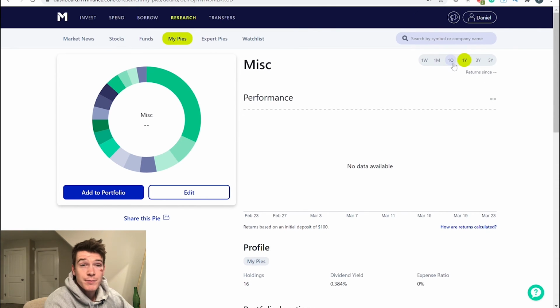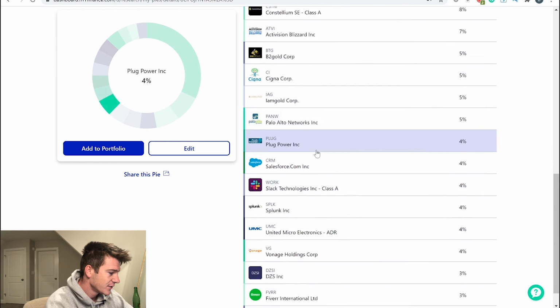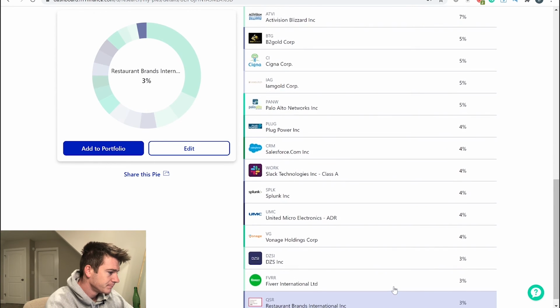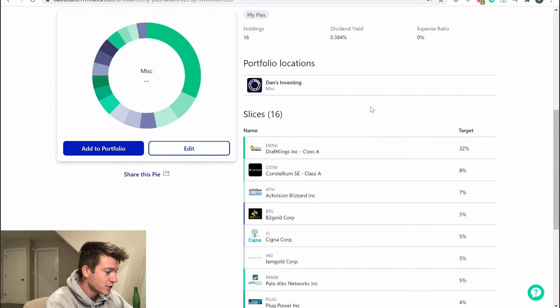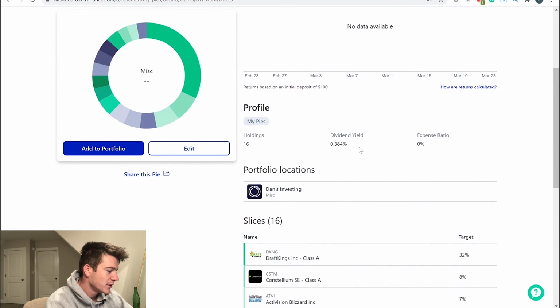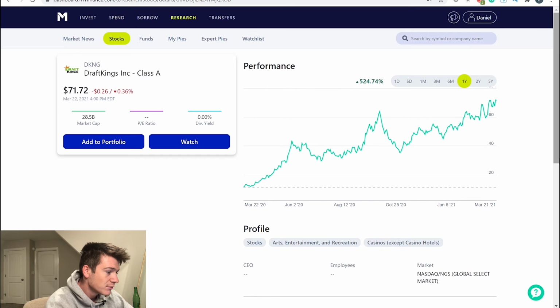Here's miscellaneous. I had a whole bunch of stocks in this, 16 slices of different stocks. I'm not going to read them all out. Looks like the largest holding I had was DraftKings. And I know that one did well. Let's see. Over the past year, plus 524%.